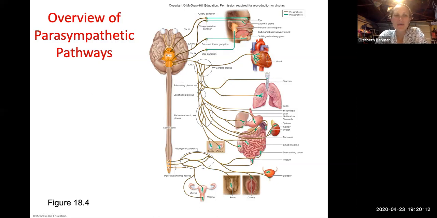So here's an overview of parasympathetic pathways coming off of some of the cranial nerves close to the cranium or the brainstem, and also coming off of the sacral region. This is just an overview of the pathways, and a pathway is just the direction that nerve impulses travel between some sort of sensory stimuli and then the motor response.